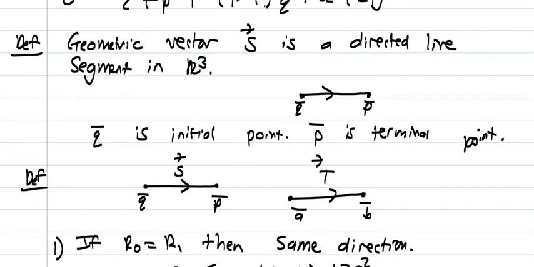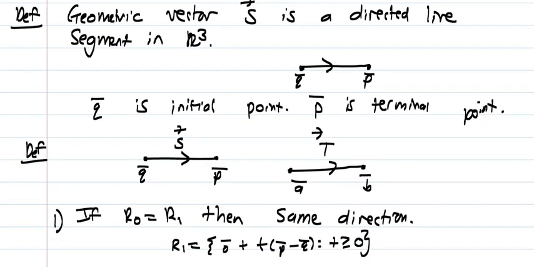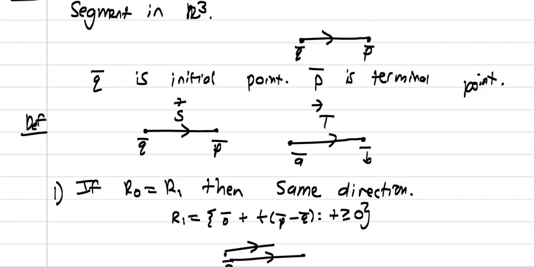Now we want to define what it means for 2 geometric vectors to be in the same direction. So again, we do this in terms of rays. If you have 2 geometric vectors, S with initial point Q and terminal point P, and geometric vector T with initial point A and terminal point B, we say that if the rays that you can form from those geometric vectors have an angle of 0, then those geometric vectors are in the same direction.